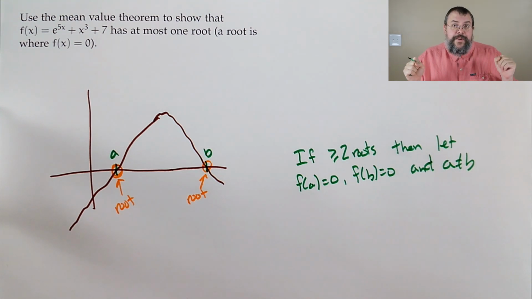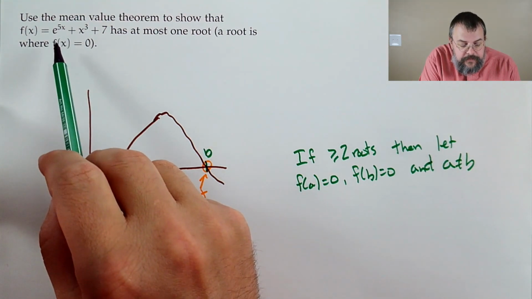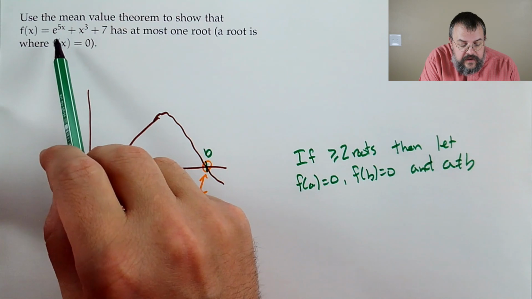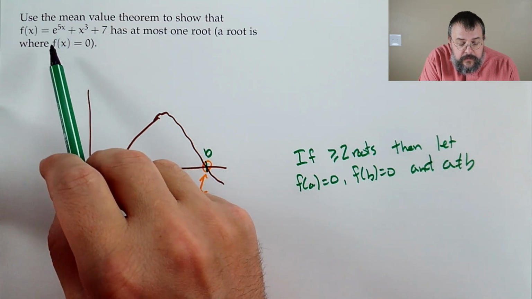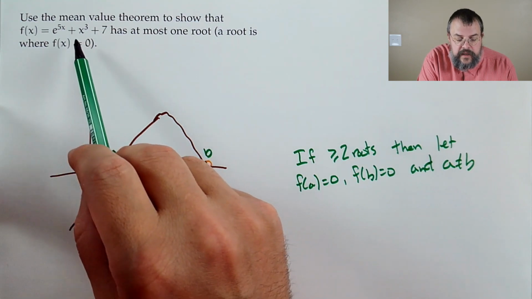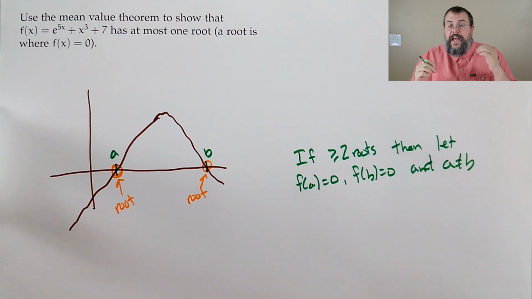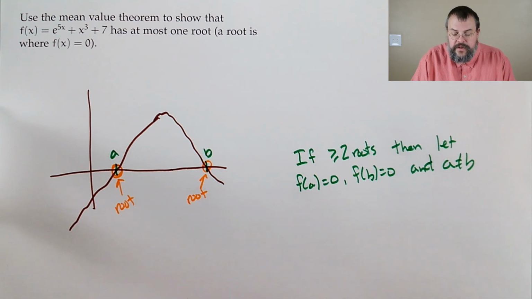How can we use the mean value theorem? Well, let's think about our function here. What's true about our function? Our function has this exponential piece. That's a nice function, very continuous, very differentiable. And the other piece is a polynomial, x cubed plus 7. Again, very continuous, very differentiable. So we can say, hey, our function is 0 at these 2 points, and our function is continuous and differentiable.